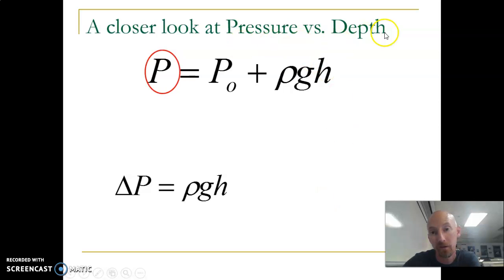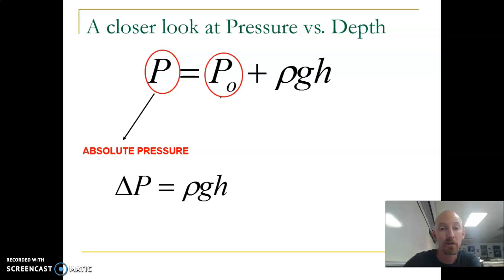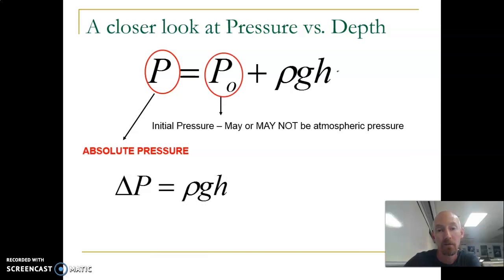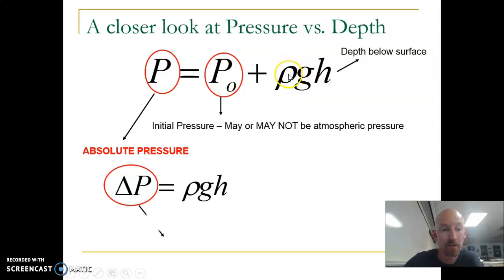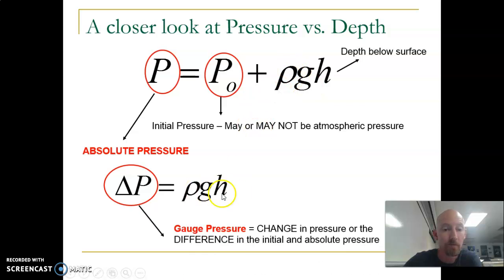I don't call it pressure versus depth. I call it pressure at a depth, right? That's called absolute pressure. This is called initial pressure. It may or may not be atmospheric. It usually is. This is the pressure at a depth, right? Rho g h. H, a lot of times they call height. It's really depth. g, of course, and then rho. This is the density of the fluid, not the density of the thing, right? So this business is called gauge pressure.